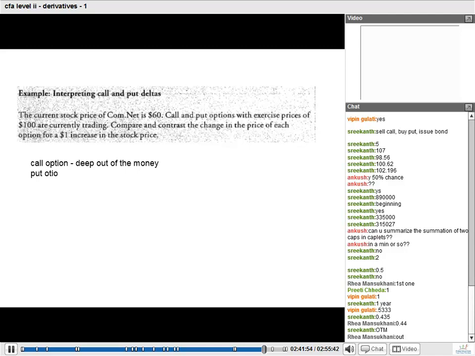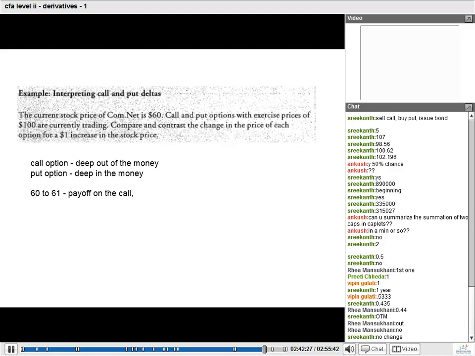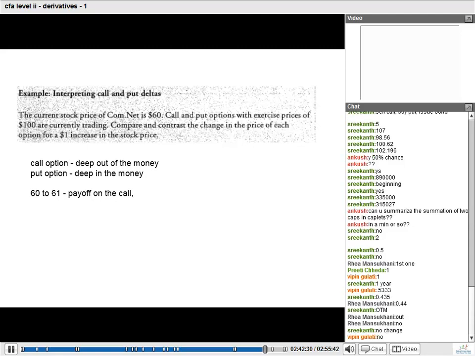For a put option, it is deep in the money. Most likely it will be exercised, that is, I'll sell it at 100 and buy the stock at 60 from the market. The call option will not be exercised. Now, if the stock changes from 60 to 61, what happens to the payoff on the call? Does it matter much? At 60 also it is out of the money. At 61 also it is out of the money. So for deep out of the money call options, delta is equal to 0.